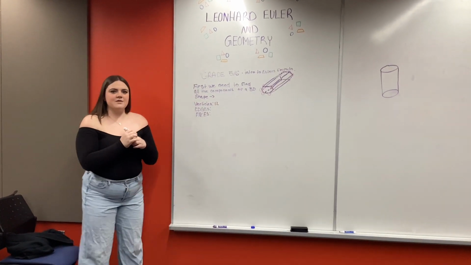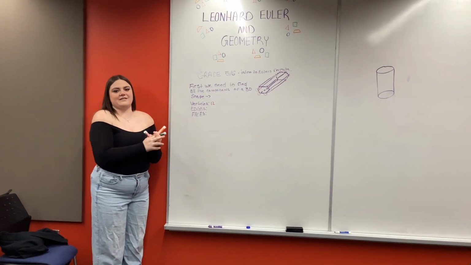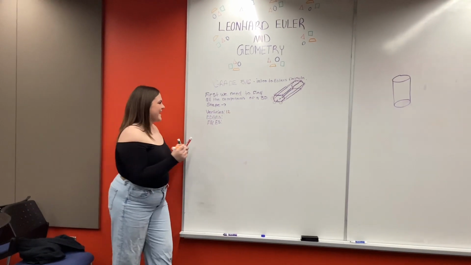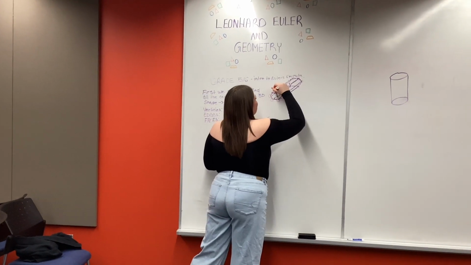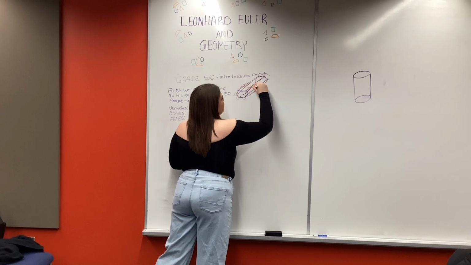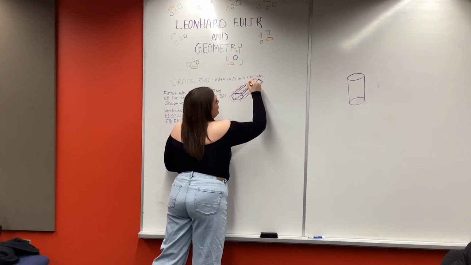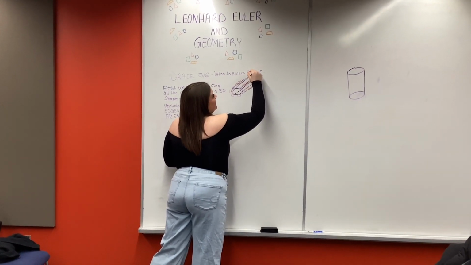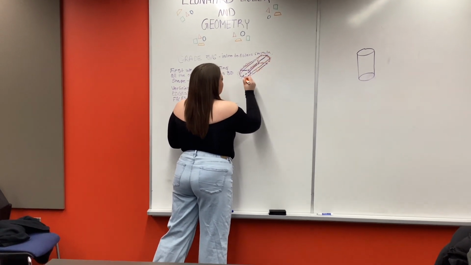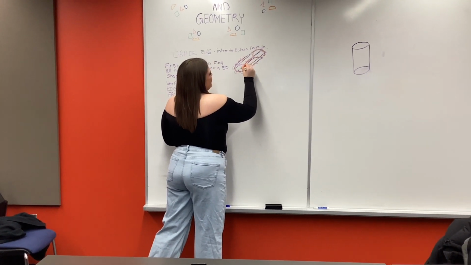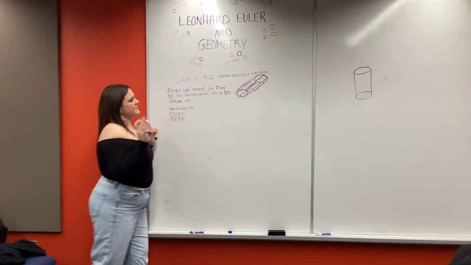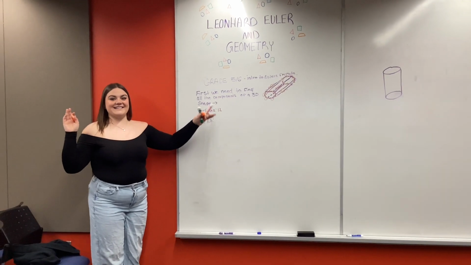And can anybody tell me how many edges this shape has? 6. 10. Okay, let's count it together. 1, 2, 3, 4, 5, 6, 7, 8, 9, 10, 11, 12, 13, 14, 15, 16, 17, 18. So our hexagonal prism has 18 edges.